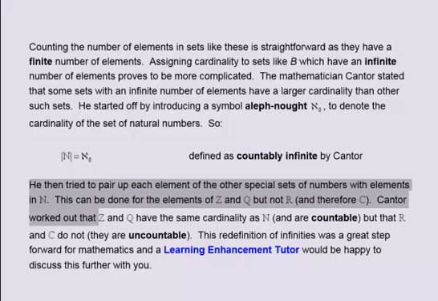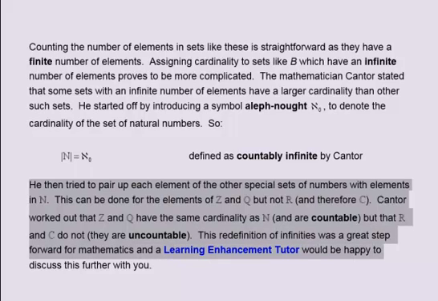Cantor worked out that the set of integers and the set of fractions have the same cardinality as the set of natural numbers and are countable, but that the set of real numbers and the set of complex numbers do not. They are uncountable. This redefinition of infinities was a great step forward for mathematics, and a learning enhancement tutor will be happy to discuss this further with you.